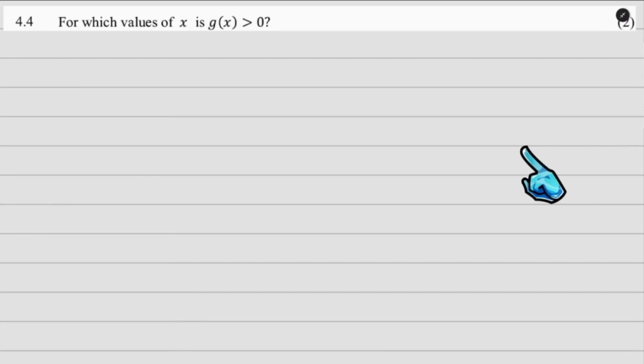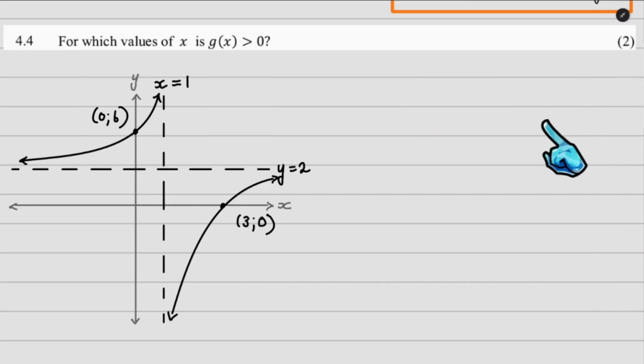And then the last question from question 4 asks us, for which values of x is g of x bigger than 0, aka is g of x positive? So we have to do this by looking at the graph. So g of x is a placeholder for y. So they're asking you where are the y values bigger than 0.